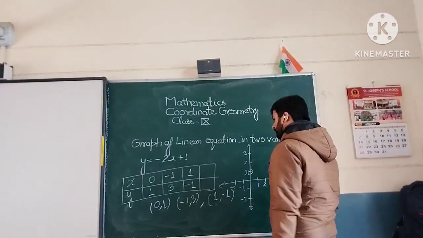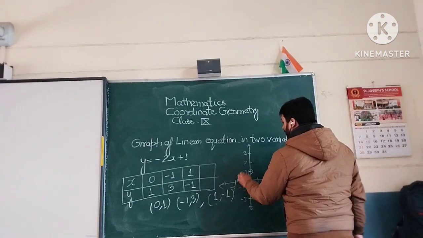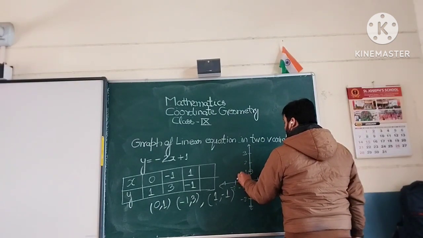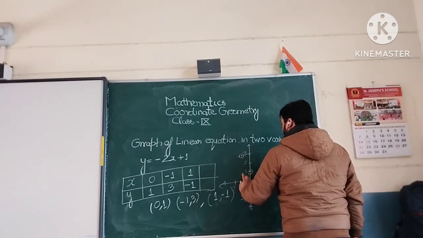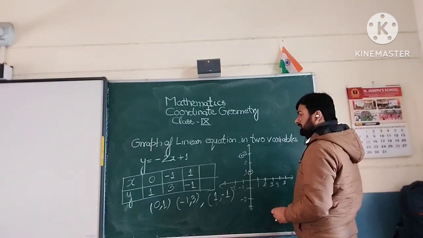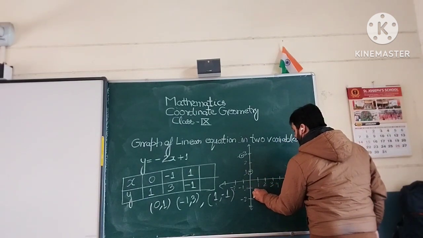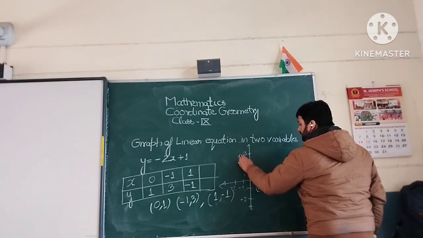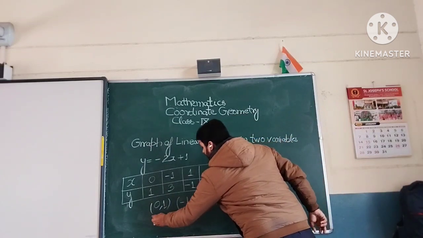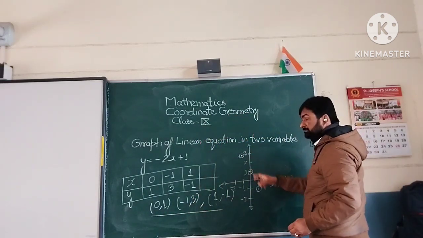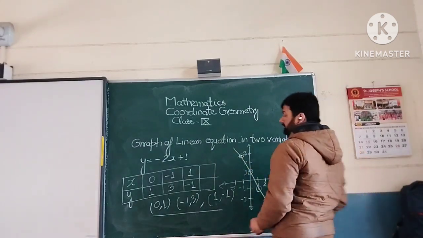Next is minus 1, 3. So for the value of x as minus 1, the value of y is 3. This is the second point. The third is where the value of x is 1 and the value of y is minus 1. Have you got all 3 coordinates? After plotting all these points, just connect them by a straight line. Are you getting it?